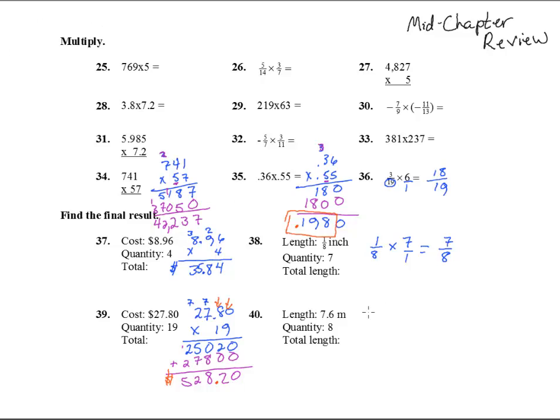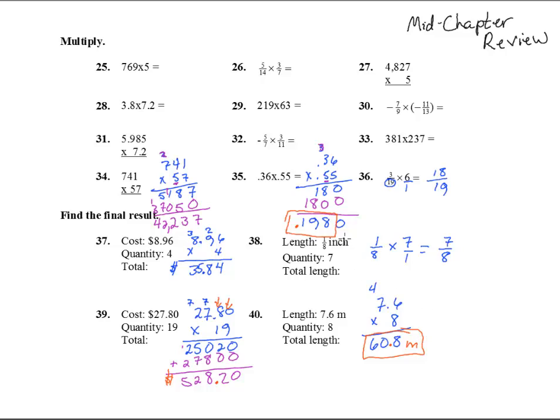Okay, last problem, number 40. 7.6 meters, and there are 8 of them, so the total length we're going to times by 8. 8 times 6 is 48. 8 times 7 is 56, plus 4 is 60. So we get 608. Nope, there's a decimal place right there. You'll notice there's 1 decimal place, 1 number behind the decimal, so there should be 1 in the answer. And we get 60.8. Don't forget the symbol. 60.8 meters will be total.